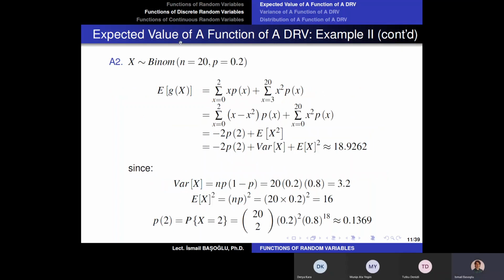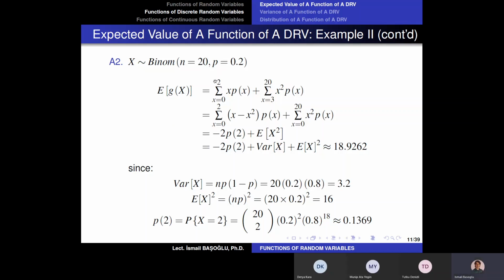Now, let's do that. For a binomial random variable with size parameter 20 and success probability 0.2, the expected value of g of x, my friends, is what? The g of x function multiplied with the respective probability mass values from 0 to 20, right? Because the binomial random variable can take one of the 21 values from 0 to 20.